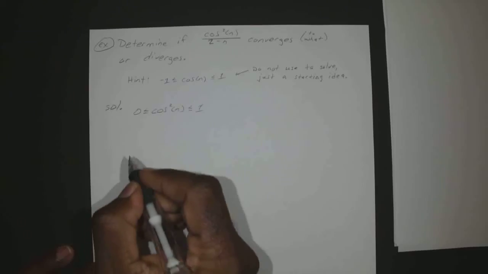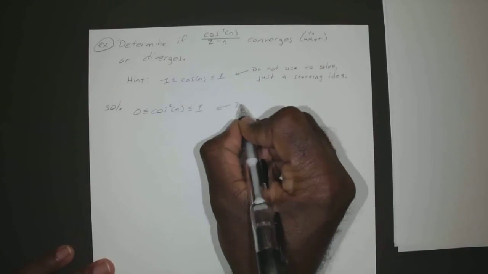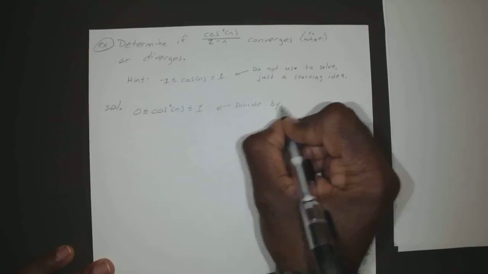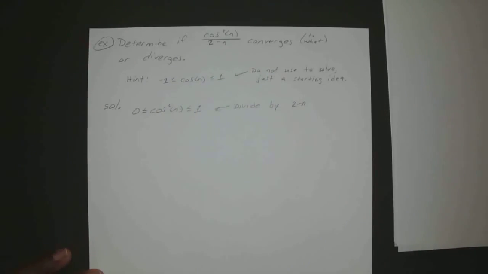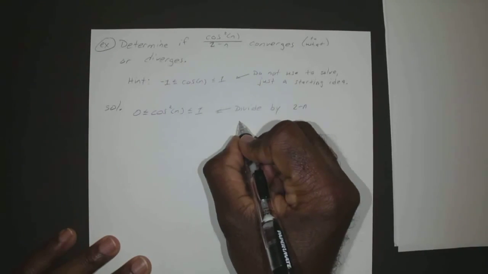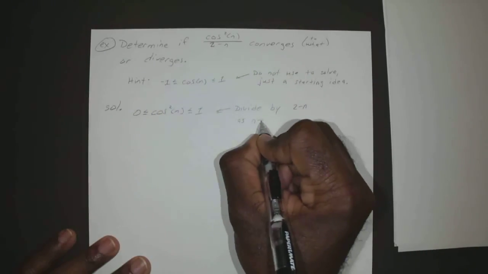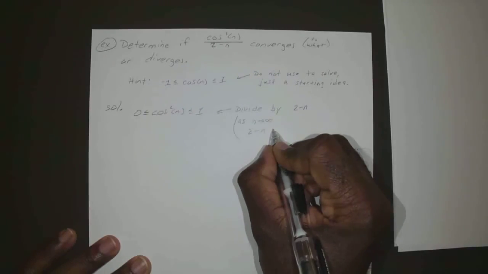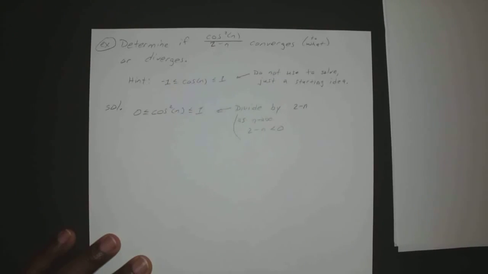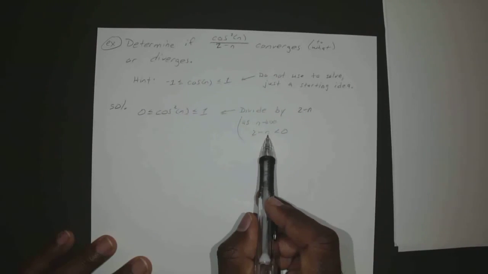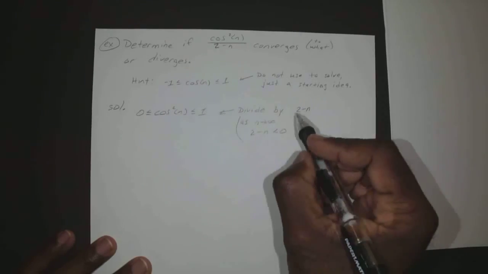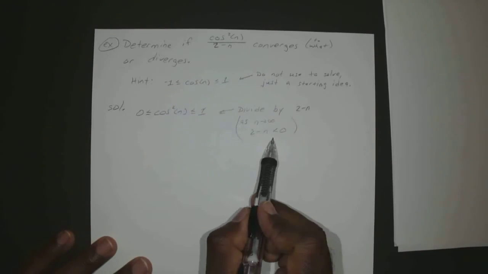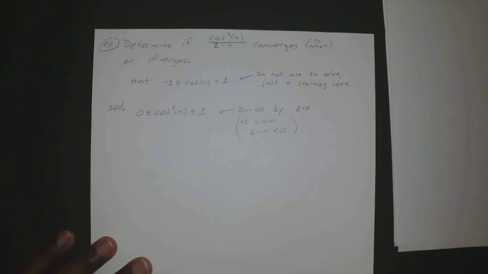Because remember, once you square it, it's always going to be positive. Okay, so we're going to divide by 2 minus n. And before you do that, remember, as n approaches infinity, 2 minus n is actually negative for any value bigger than 2. Once you plug in 3, 4, 5, it's always going to be negative. So once you divide each by a negative number, you have to switch your signs.